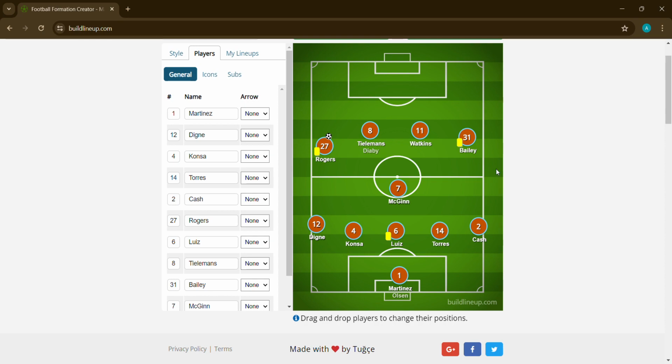But another suggestion, if you want more depth in the midfield, I would have suggested moving Mitkin a little bit to the right and placing Rodgers to play as a center mid. That way you have Diaby playing left, Watkins playing forward, and you have Bailey playing as a right winger. And basically you'd set up a 5-2-3. Or if you want to play more defensively, you'd move these two a little bit more back and you'd be playing a 5-4-1.